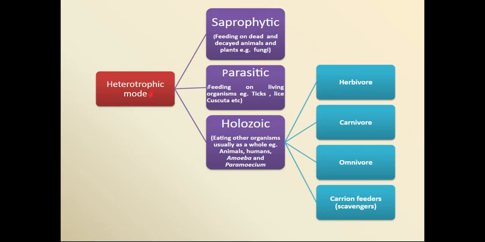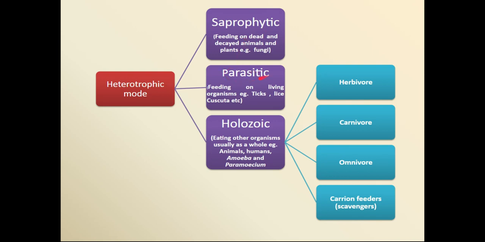Now come to the heterotrophic mode of nutrition. There are basically three types of heterotrophic mode of nutrition. First is saprophytic, when organisms feed on dead and decayed animals and plants. Example, fungus. Fungus feed on dead and decayed animals and plants.